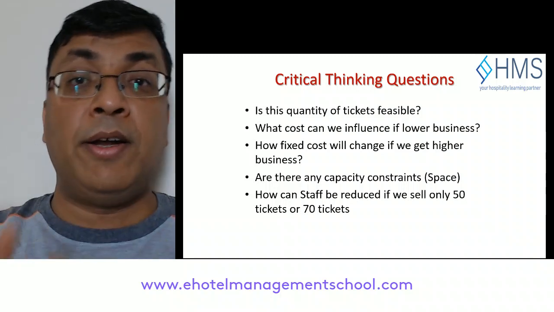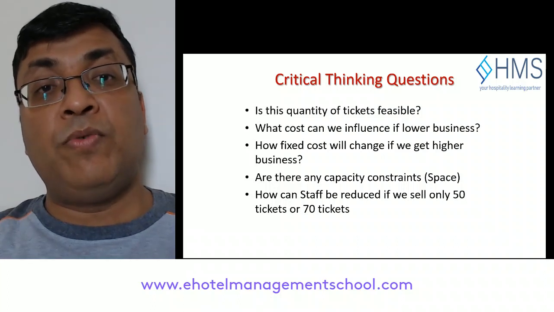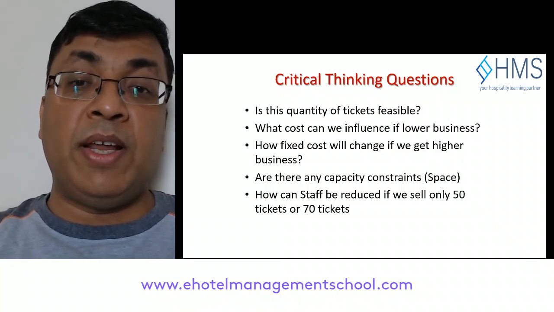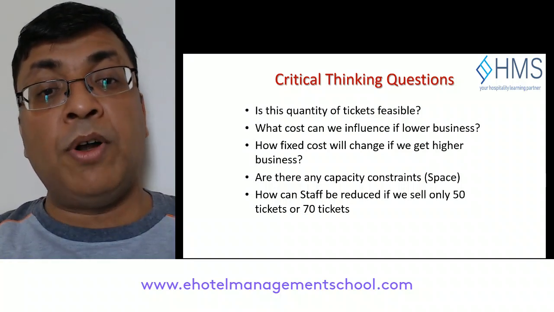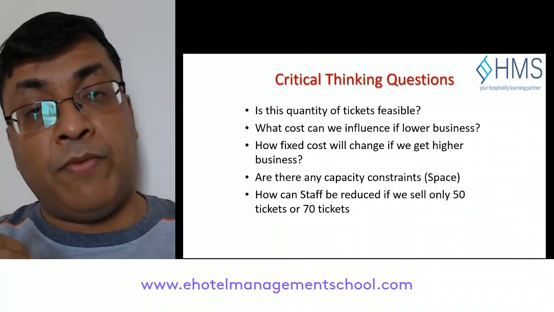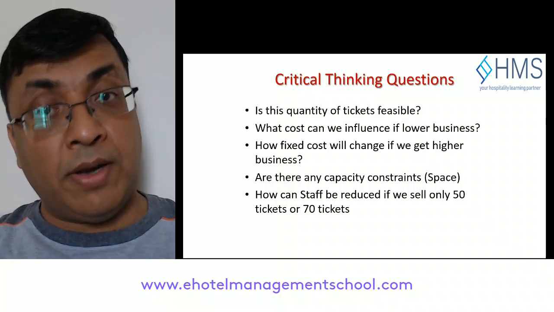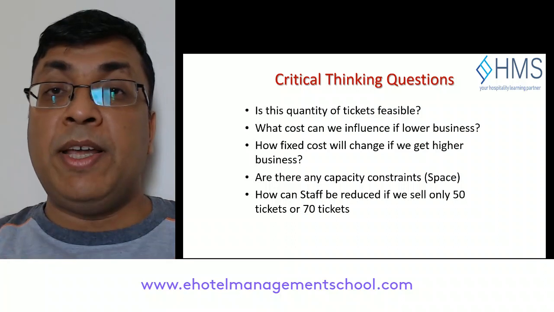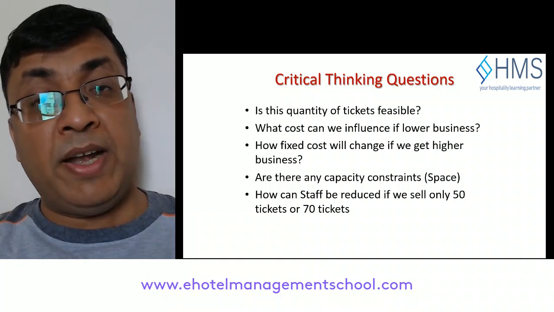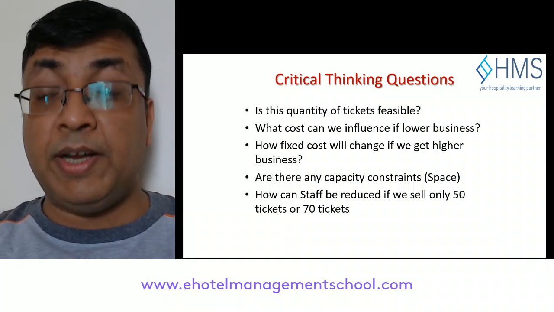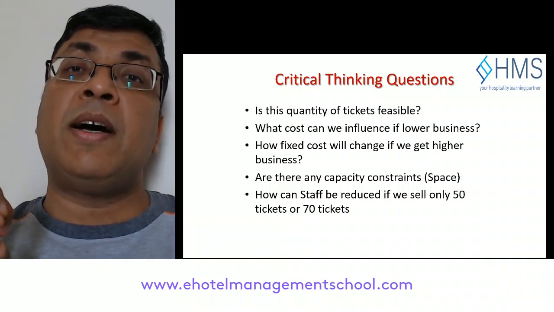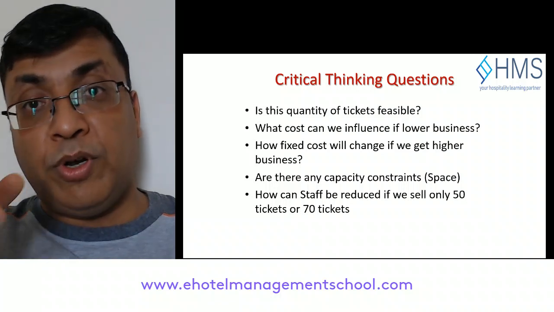If we are getting 120 tickets, do we need additional chairs? Do we need additional rental? Do we need additional servers? How will it change? Will there be any capacity constraints? How can the staff be reduced if we sell only 50 tickets or 70 tickets? Will we be able to reduce the fixed costs, or what will be the impact on our variable cost? If we are selling 100, the cost will remain the same at $10 per ticket, but if we are able to sell only 50, will it still be at 10 or will it be more? So these are the critical thinking questions that you should put into the scenario.